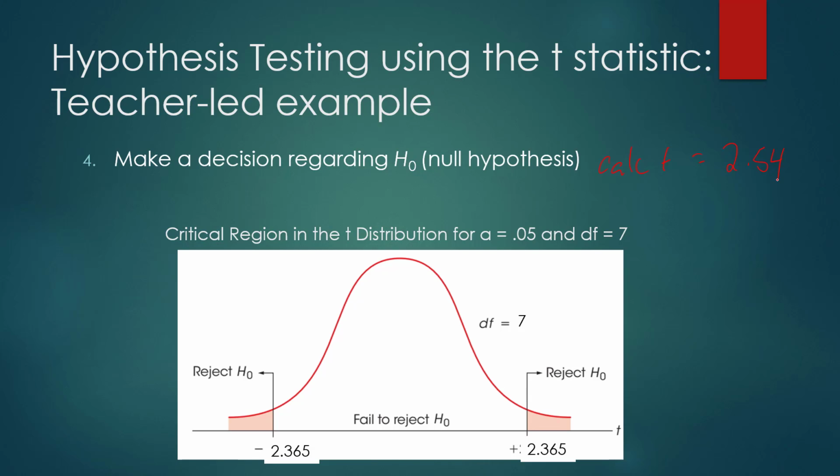So now we need to decide, is 2.54 over here, or is it out here? 2.54 would probably be right about here, maybe a little bit closer over. So what's our decision? We reject the null hypothesis. Our calculated t falls in that critical region.